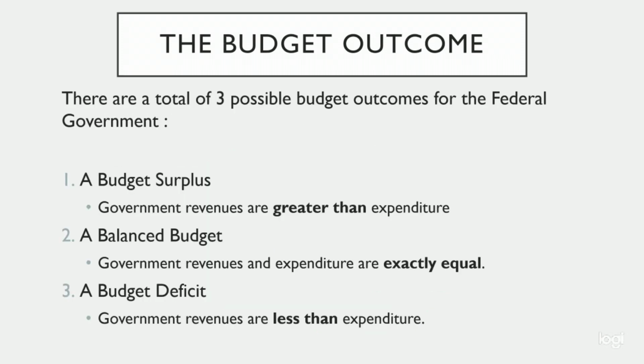And so there are three possible outcomes given this scenario. The budget can be in a surplus, and this is when the government revenues are greater than expenditures. There could be a balanced budget where the government revenues and expenditures are exactly equal. And lastly, the budget outcome can be in a deficit where government revenues are less than expenditures. So that's the easy part.